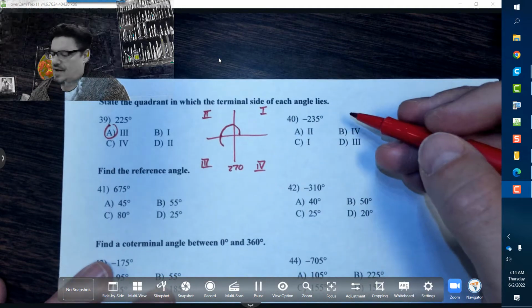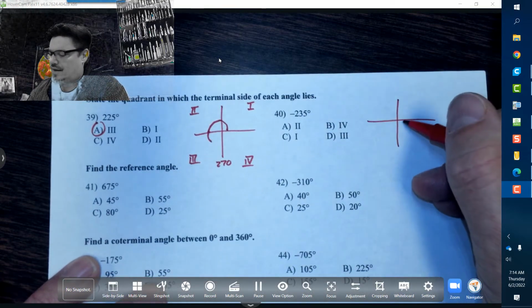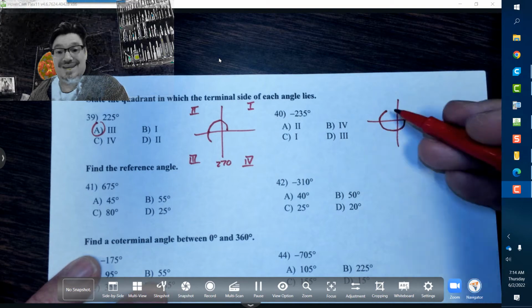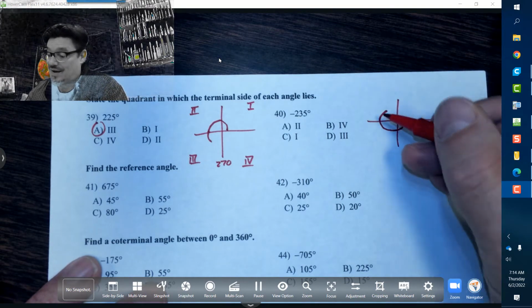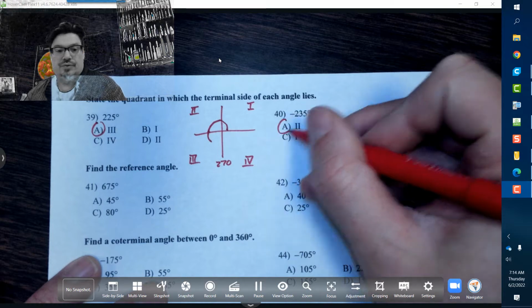Negative 235 will go in the other direction. That'll take us here, the third quadrant going here. Okay, third quadrant going in this direction is actually quadrant 2.